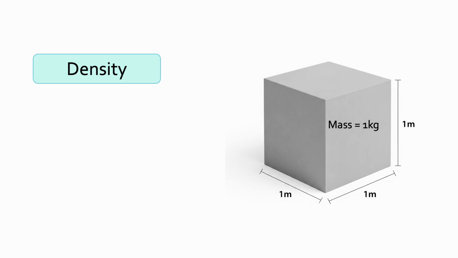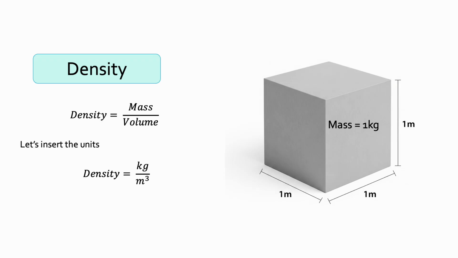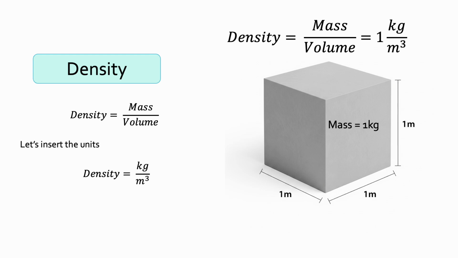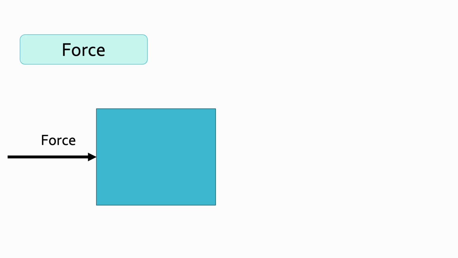Density is defined as mass per unit volume. The formula is density equal to mass divided by volume. For example, if we have a cube of mass 1 kg and each side is 1 meter, the volume is 1 meter cube. So the density is 1 kg per meter cube. The SI unit of density is kilograms per cubic meter.